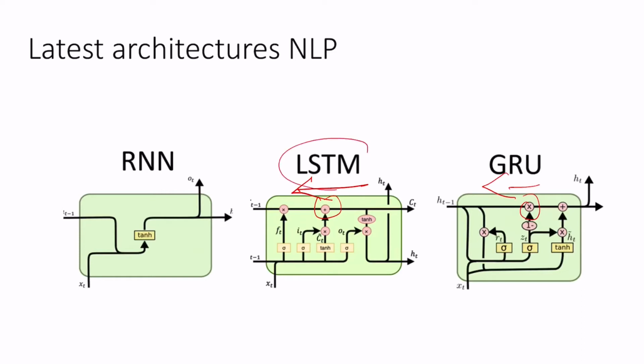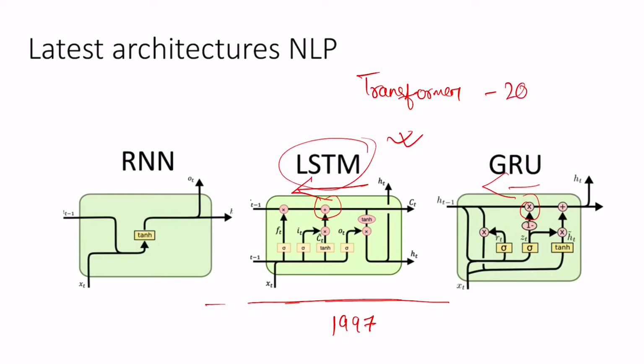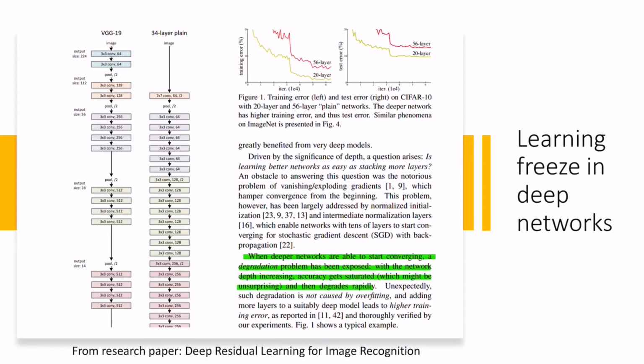Long short-term memory networks, usually called LSTMs, are special kinds of RNNs. They are capable of learning long-term dependencies. They were introduced in 1997 and were refined and popularized by many people in following work. They work tremendously well on a large variety of problems and were widely used for a long time until the invention of the transformer architecture in 2017.